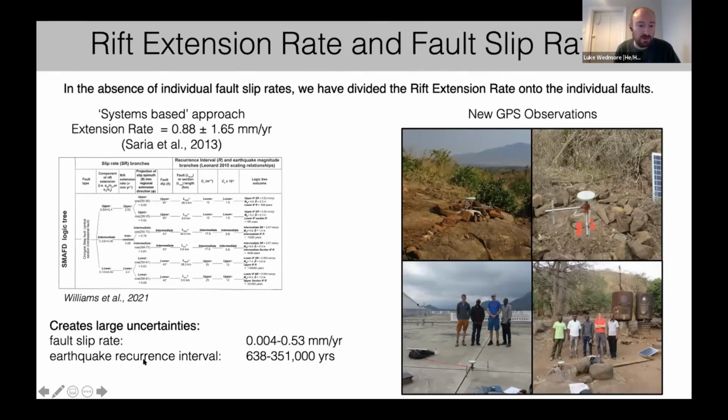So for example, earthquake recurrence interval here covers 4 orders of magnitude, so extremely high uncertainty. So what we did was to take new GPS observations. This again has been work started in the Prepare project and continued in Safer Prepared. And really the key part of the Prepare project was to train members of the Malawian Geological Survey Department in GPS deployment.